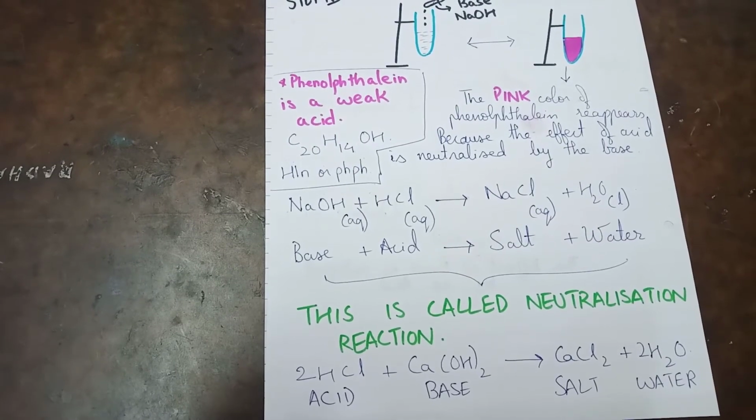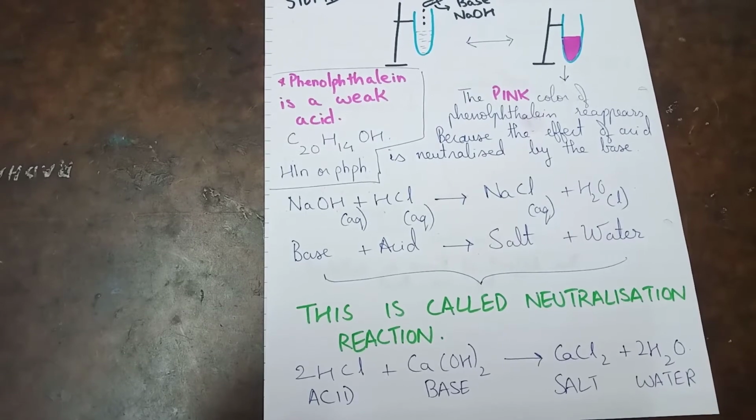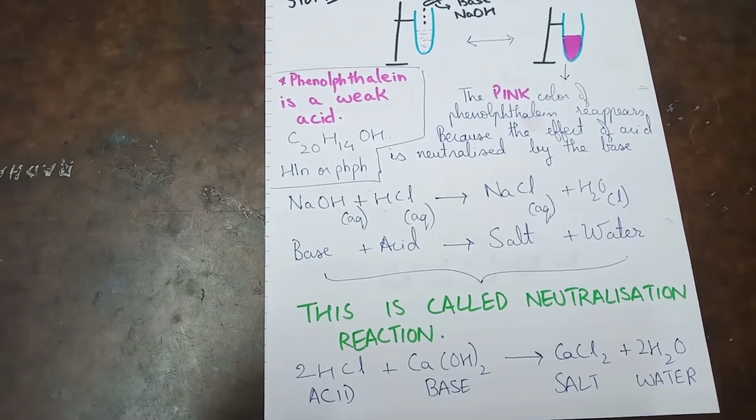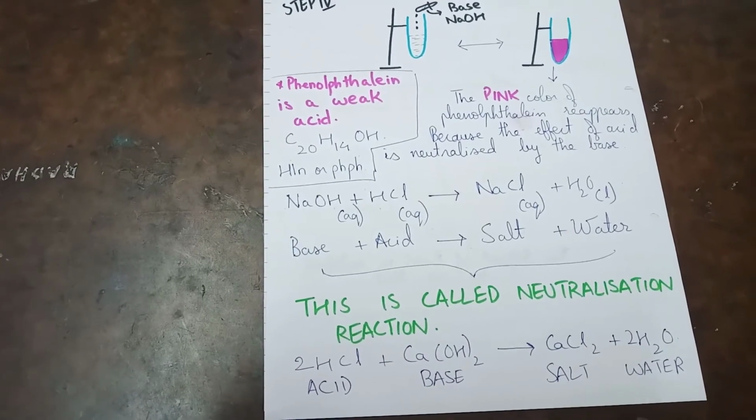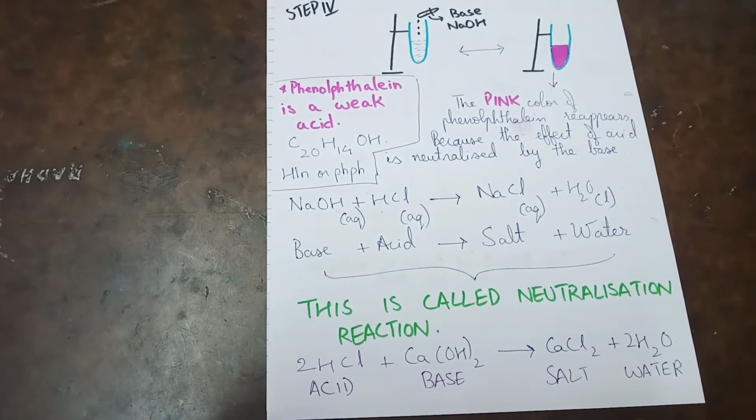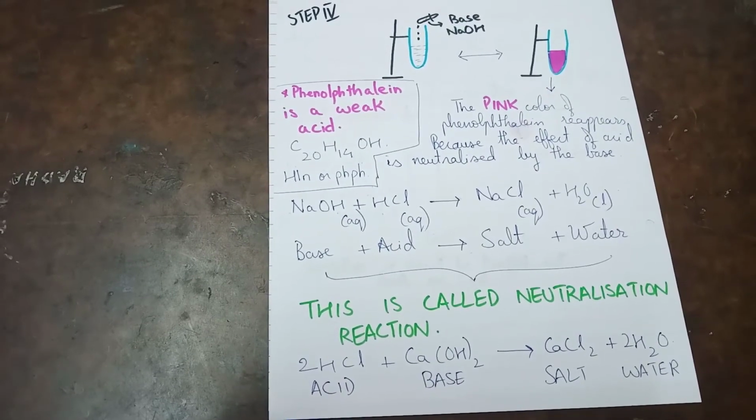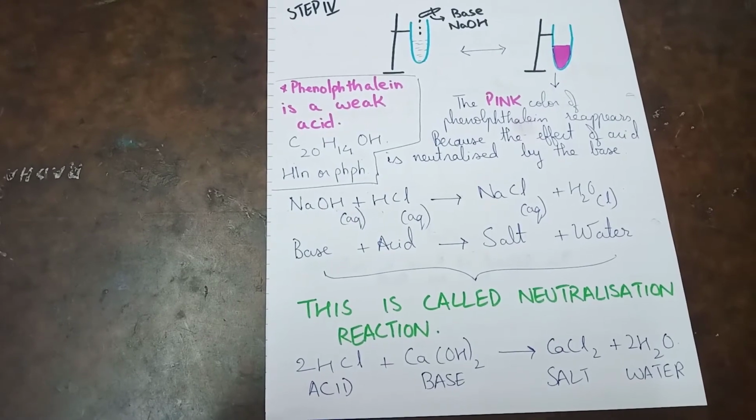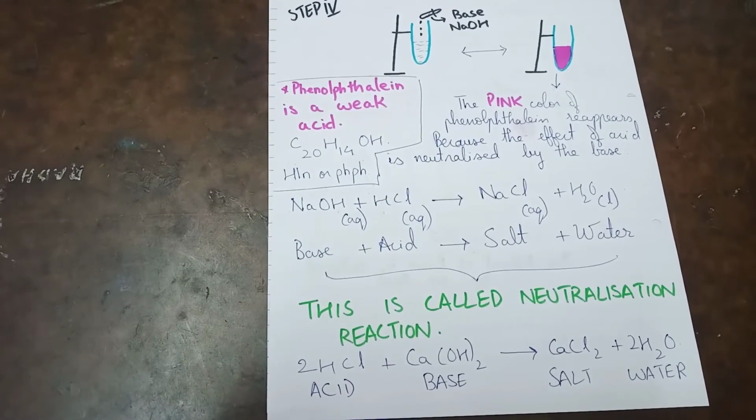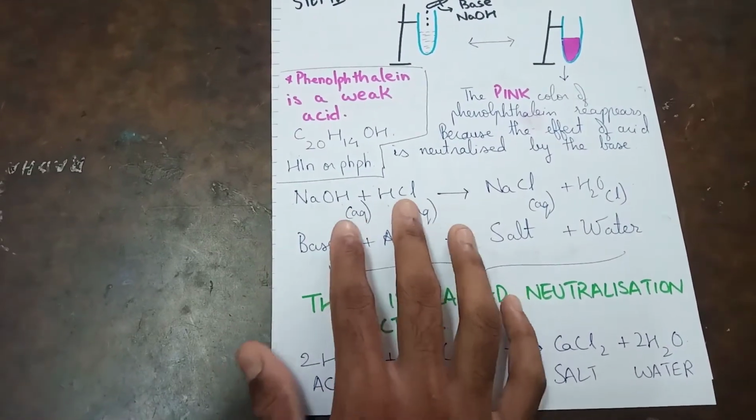If you see another example, when you add HCl to a base called calcium hydroxide, Ca(OH)2, where OH twice is called hydroxide and Ca is calcium, HCl is a strong acid. When you add acid to a base, it gives you calcium chloride and water. That means this is also a neutralization reaction. An acid when added to a base gives you salt and water. The salt is calcium chloride and the water is H2O.